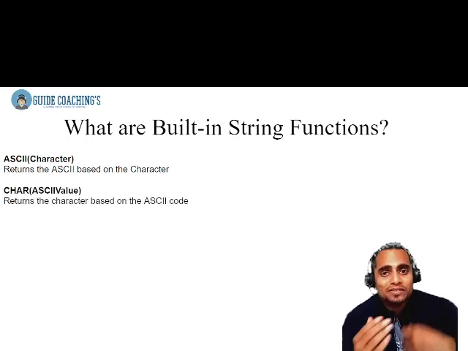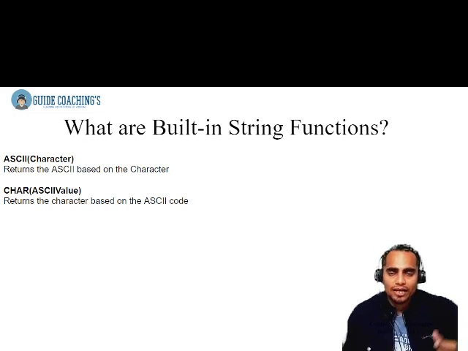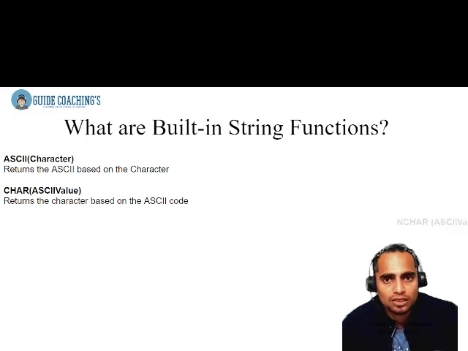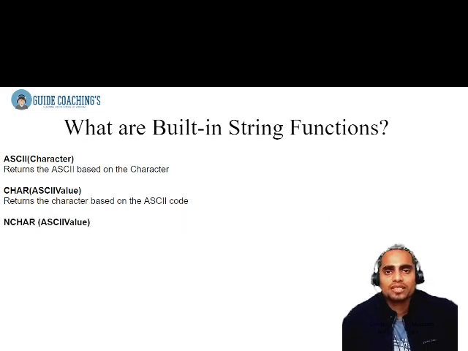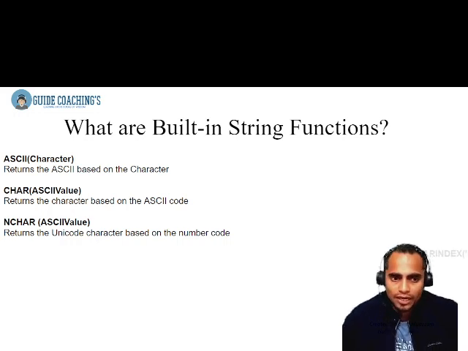And if we want to convert an ASCII value to a character, at that time we will use char. This is directly opposite of the ASCII function. If we want to convert ASCII to character, we will use char, and if we want to convert character to ASCII, we will use ASCII. Then on similar lines we have NCHAR. It also works like char, where we take the ASCII value and it will give us the actual letter or that particular character.